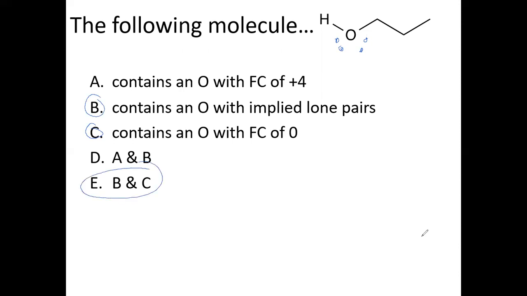So here's the trick. If you're ever given a structure that has implied hydrogens or implied lone pairs, if you see no formal charge, that means that atom is neutral and it has all of the bonds and lone pairs it needs. So in this propanol, they didn't draw lone pairs on the oxygen, but there's no formal charge, which means our oxygen is happy, which means it has to have 2 bonds and 2 lone pairs, which we just drew for it. So it had implied lone pairs, it has a formal charge of 0. Therefore, BC should be our correct answer, so the letter E.